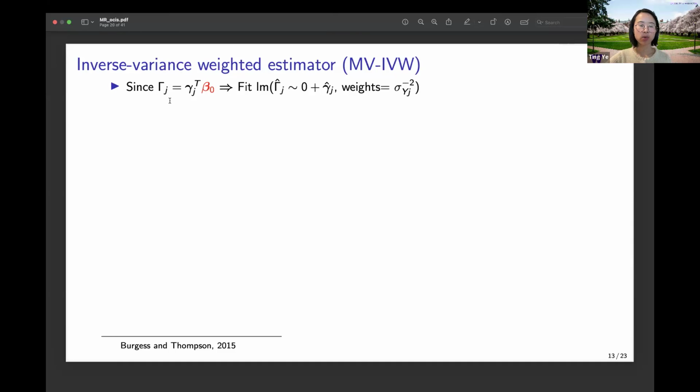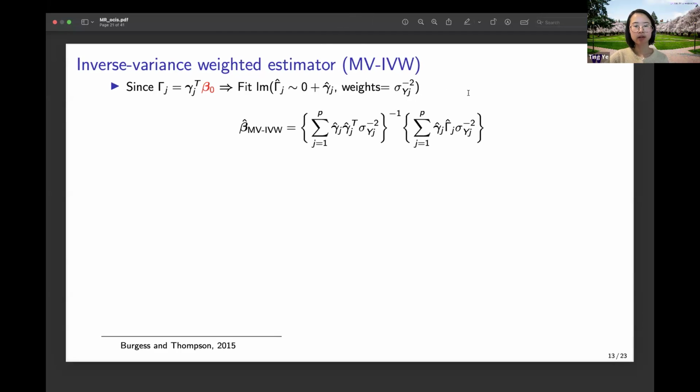Then basically we can just fit a linear model which uses the sample analogs, with no intercept, because this true parameter has no intercept. And then we do this weighting to reflect the fact that different IVs may have different measurement error and strength. And this is indeed the same as the MV-IVW that people commonly use, and takes this formula.